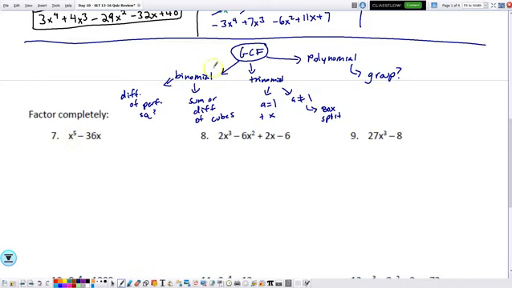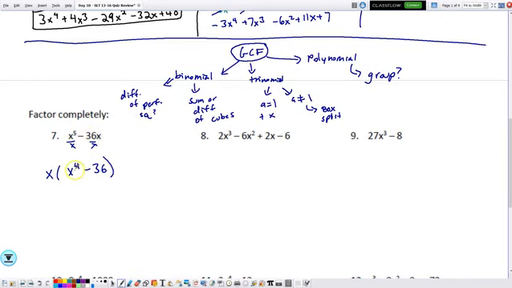Number 7, the first thing I'm going to do is, does it have a greatest common factor? Yes, it does. Both terms contain an x, so I'm going to factor out the x. If you want to write over x, you can, but you don't have to. So if I divide each term by x, I'm left with x times x to the fourth minus 36. I have to have the x out there because the product has to be the same as x to the fifth minus 36x.